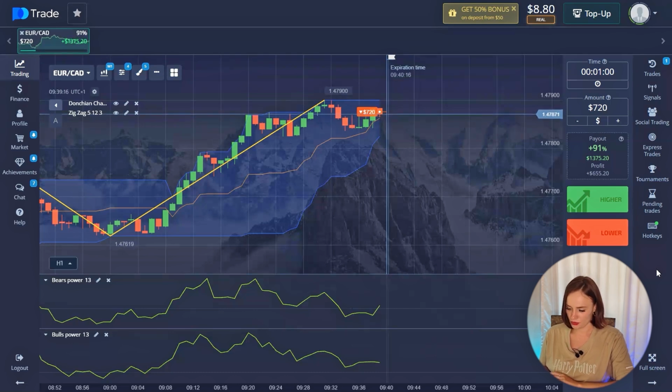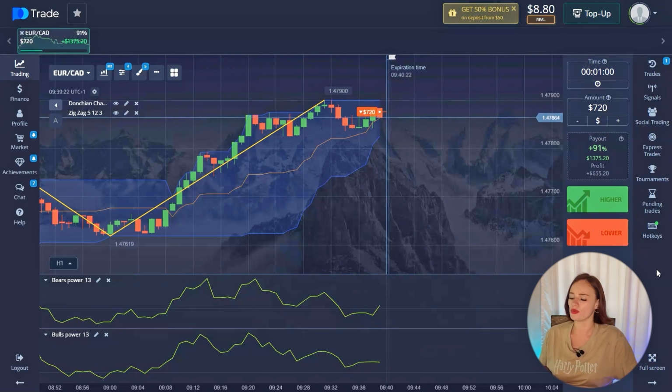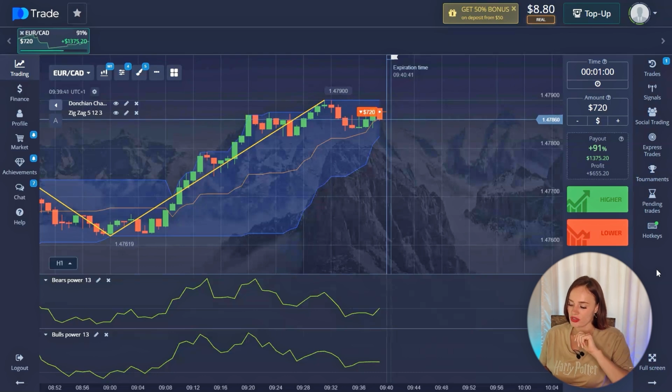The bear's power line grew steadily as quotations grew, which gave me a signal about the increase in the strength of sellers. Bull's power, in turn, was in a horizontal position and tried to move down. From this, I realized that the buyers' strength had noticeably weakened.